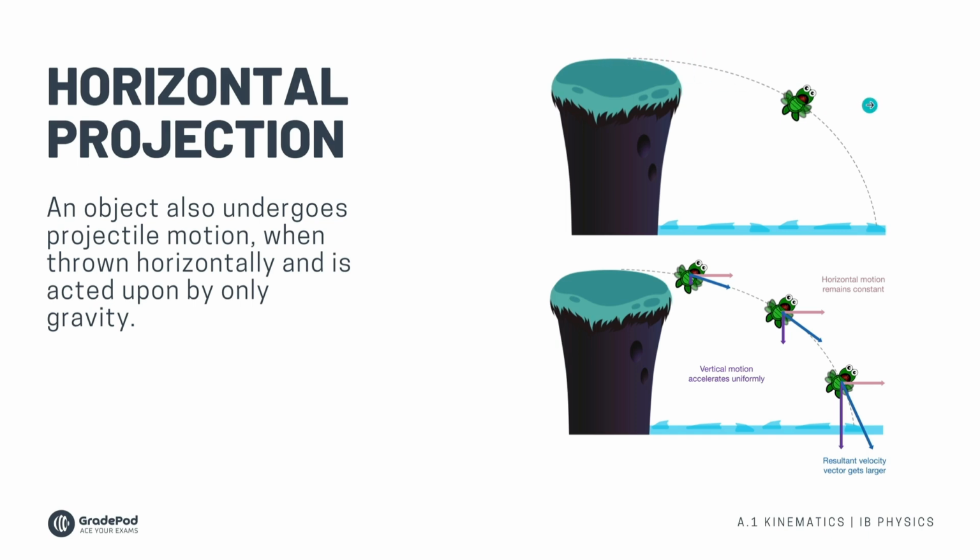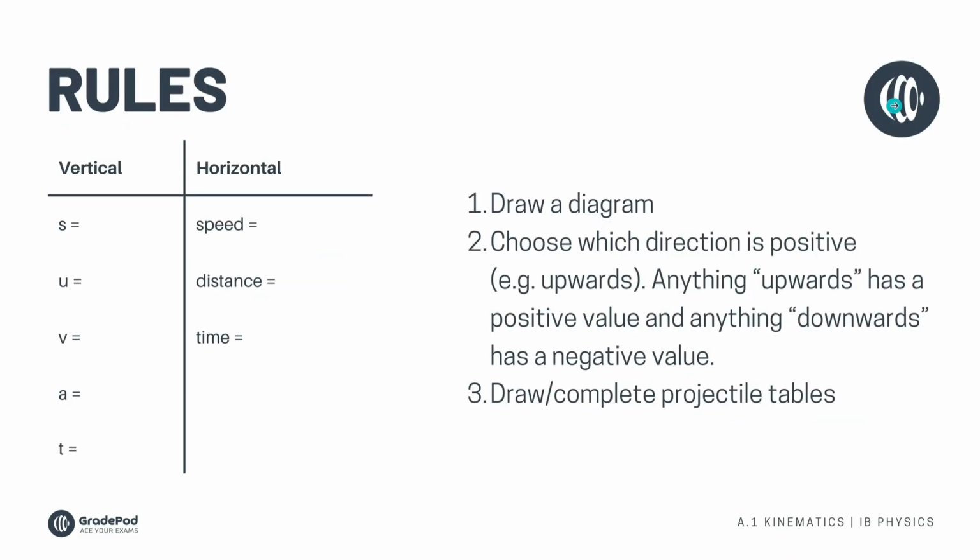And we'll look at that when we start looking at problems later. There are rules in dealing with projectile motion. And the best way to deal with this is A, draw a diagram. I told you we've got to draw lots of diagrams. B, choose which direction is positive, just as we've done with the equations of motion earlier. And C, draw and complete this table.